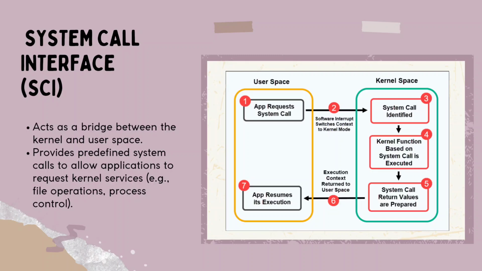That means, as we can see, an app requests some system call, and kernel space identifies the system call, but this identification is done by using the system call interface. The system call interface provides predefined system calls that allow applications to request kernel services. It means we can access kernel services through user space by using the system call interface. Like we can perform some file operations, some process control, etc.